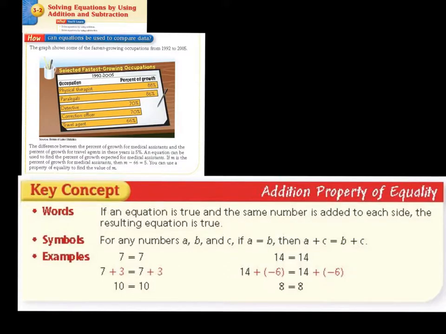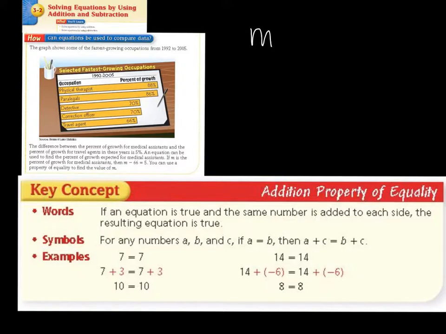The property we'd want to use to solve that equation would be the addition property of equality. If an equation is true and the same number is added to each side, the resulting equation is also true. So in symbols, for any numbers a, b, and c, if a equals b, then a plus c equals b plus c. So they showed adding 3 to both sides: 7 equals 7, yup, 10 equals 10. Or adding negative 6: 14 equals 14. If we add negative 6 to both sides, 8 still equals 8.